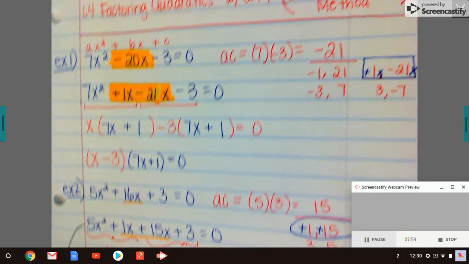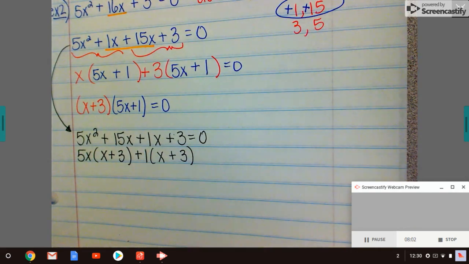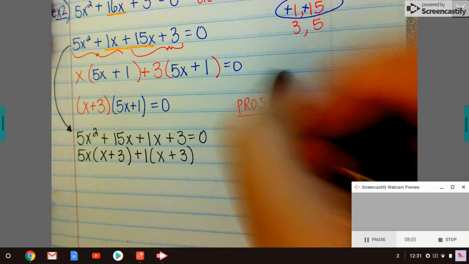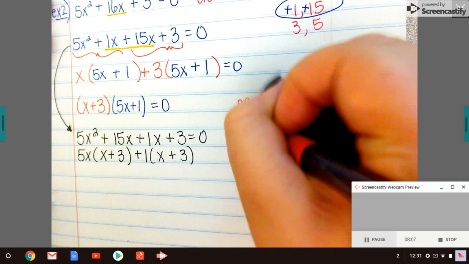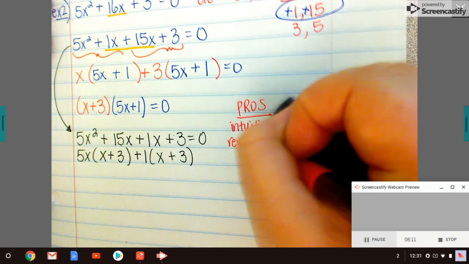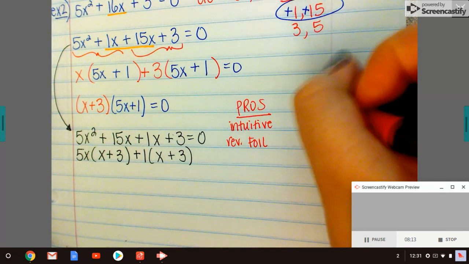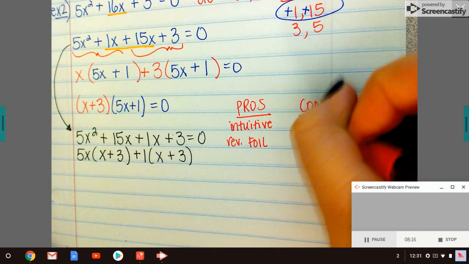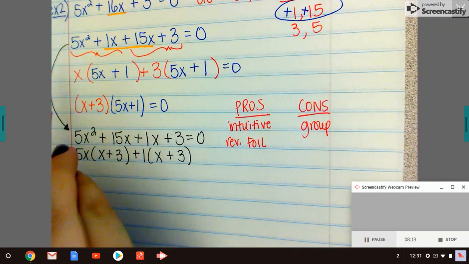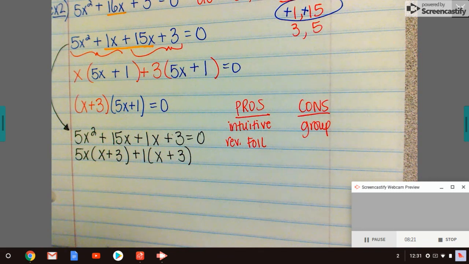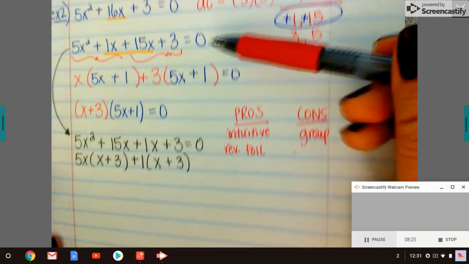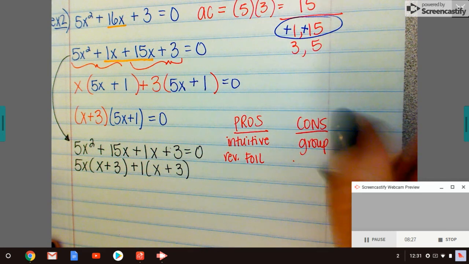Like I said, this method, if we want to kind of classify it in the pros column, it is intuitive. And it's kind of like reverse FOIL. In the cons column, you have to use grouping. So you have to be careful that you understand what that means in doing this pulling out business. And it's an extra step. So there's like, I guess, 1, 2, 3 things we're doing.